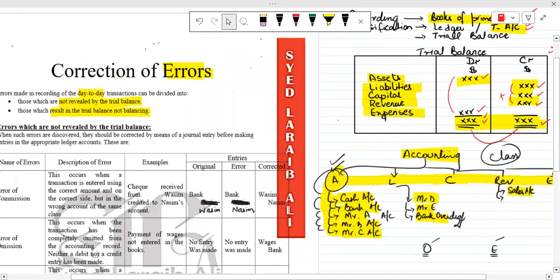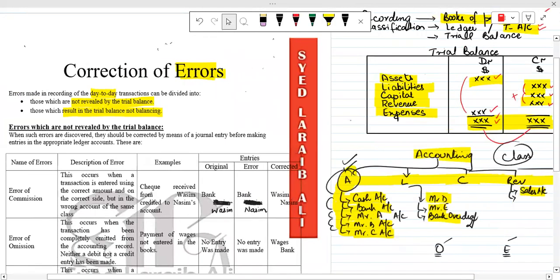So first, those errors which are not going to affect the trial balance, and the other errors are those which will result in the trial balance not balancing. In other words, these errors are going to affect the trial balance. But today we are going to discuss only those errors which are not revealed by the trial balance.